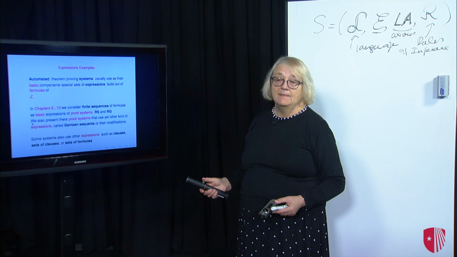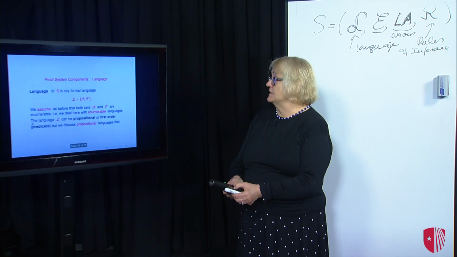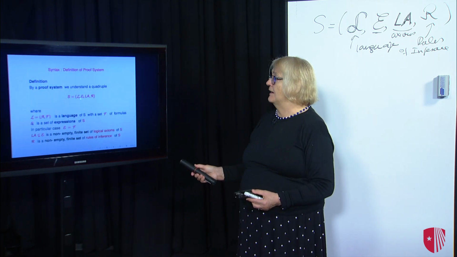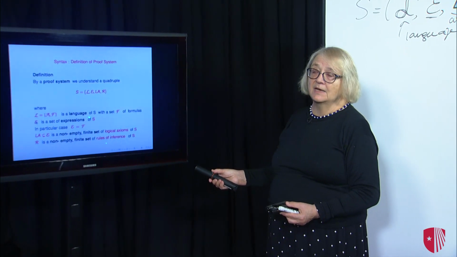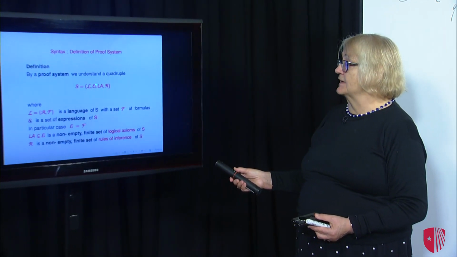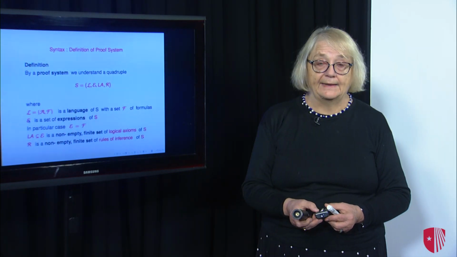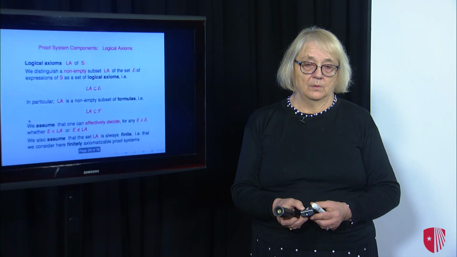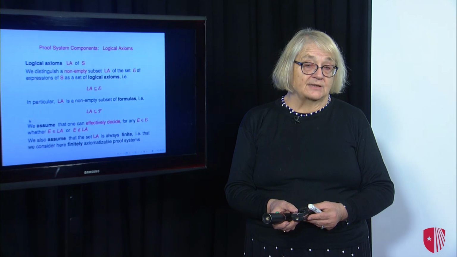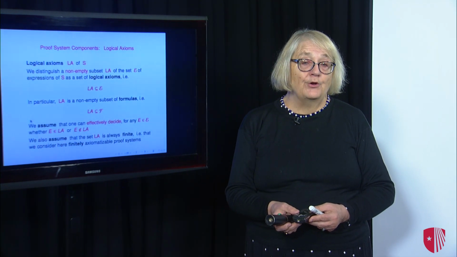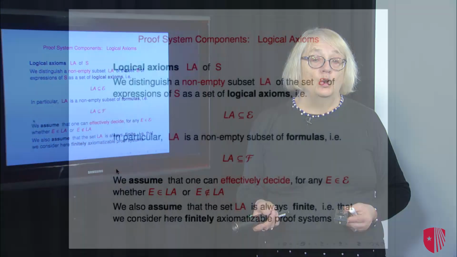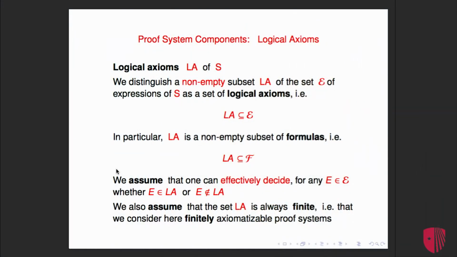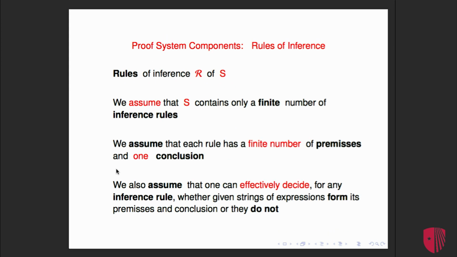So that's why in the definition of a proof system, we have expressions, not only formulas, in many cases, and we start in cases where the expressions are just formulas of the language. So now we go to logical axioms. We distinguish a non-empty subset of the set of expressions, which we call logical axioms. And we assume that's a finite set. Of course, we have the semantic and the rules of inference.